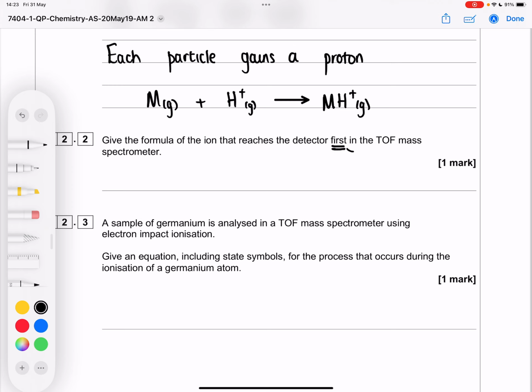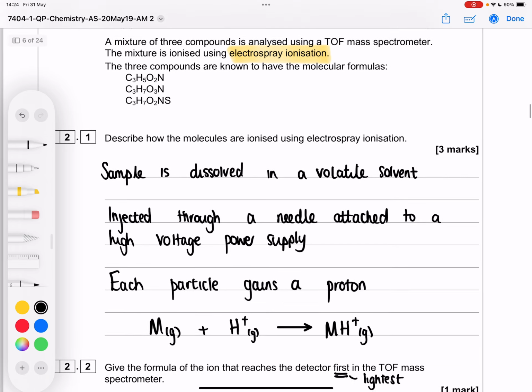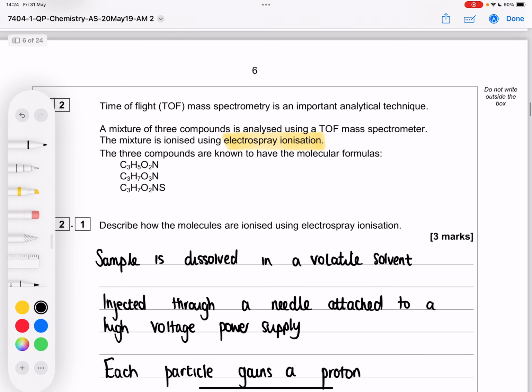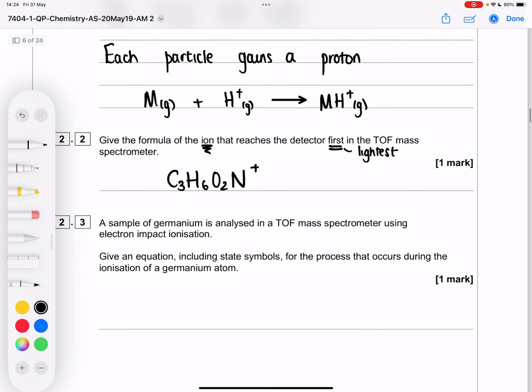So we want to find the lightest, because the lightest travels the fastest, and will get to the end first. So we go up and have a look, and we can see that they're arranged roughly in order of size. So the top one is definitely the lightest, so we want to pick this one, but we need to remember that we are adding a proton. So where it was C3H5, it's going to become C3H6, and then the rest of it we're going to copy, and it's an ion, so we need to not forget to put the charge on it.